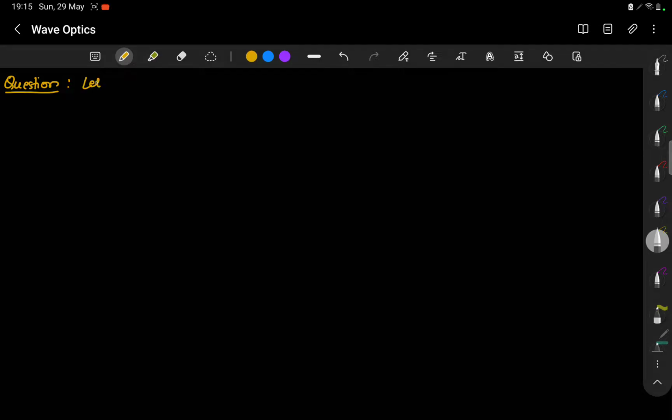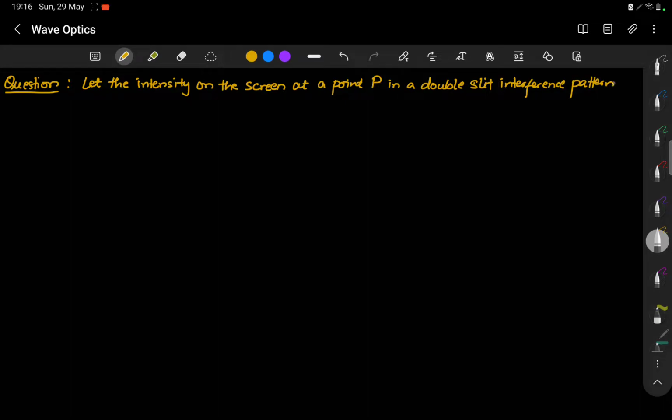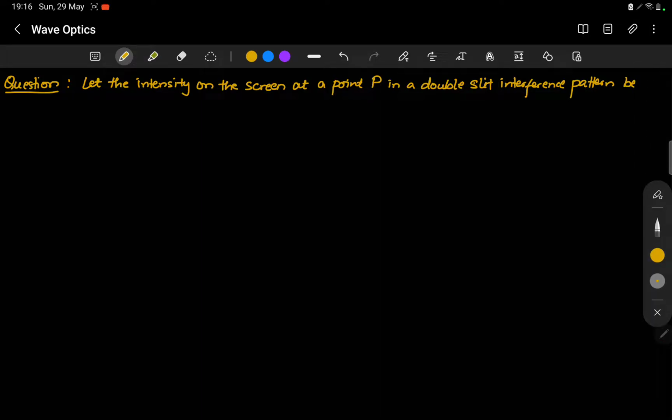So the question says, let the intensity on the screen at a point P in a double slit interference pattern, let the intensity at that point be 60% of the maximum value.